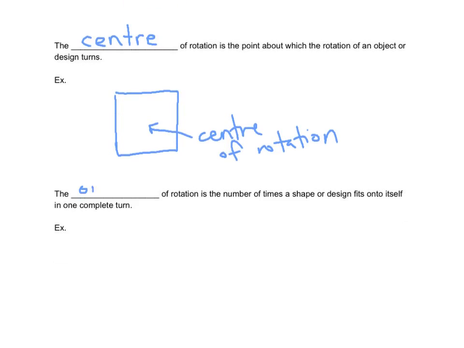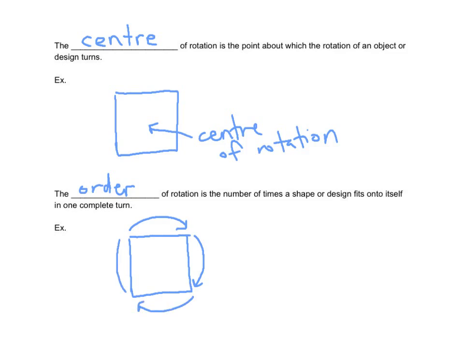The order of rotation is the number of times a shape or design fits onto itself in one complete turn. We'll use the square one more time as an example. I mentioned before, if we rotated it a quarter of a turn, it would look the same as the original, but it would also look the same if we rotated it halfway around, another quarter, and another quarter, and then of course all the way around.